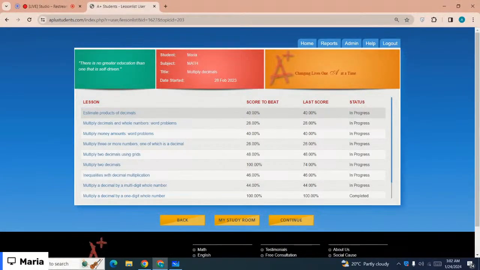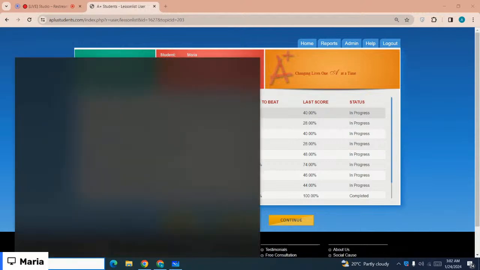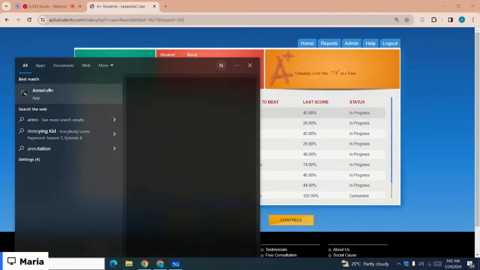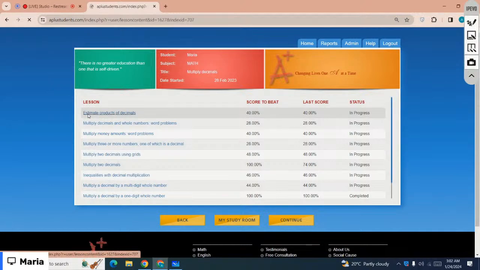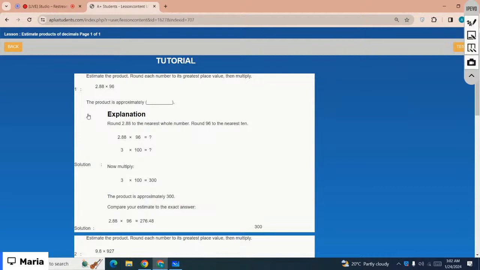Here I'm on grade 5 math. The chapter we're working on is multiply decimals. The first lesson we're going to start with is estimate products of decimals. Let's just start with the lesson. So basically we're going to estimate the product, right? Not the exact products. We're going to estimate the number, round off the numbers, and then we have to estimate the product, right? Then we have to calculate their product. First you have to estimate the numbers, then you have to calculate their product.